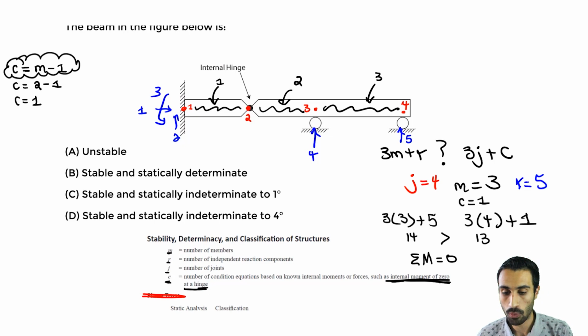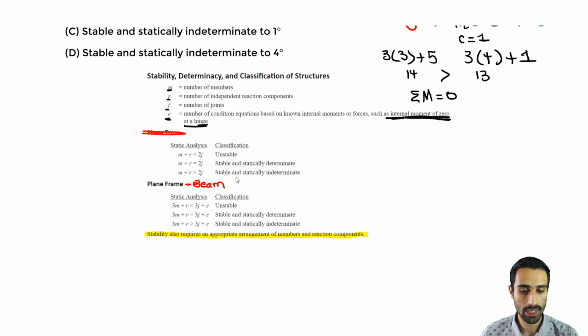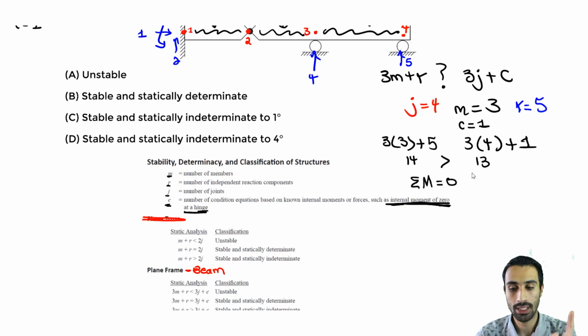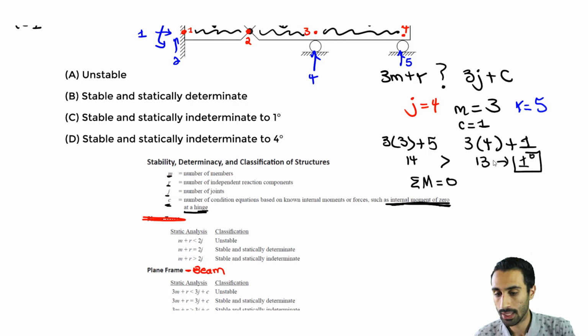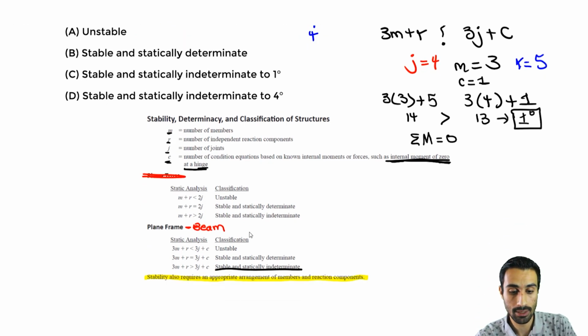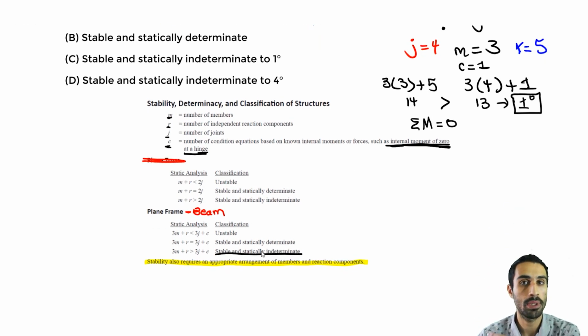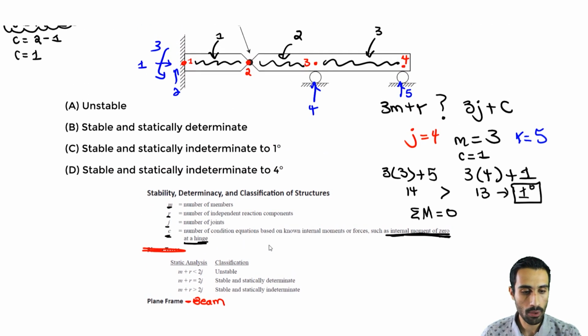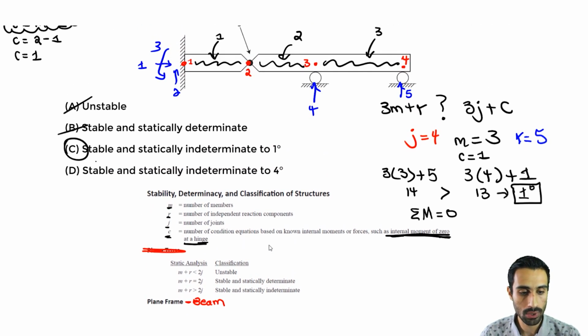And we notice 14 is bigger than 13, right? And that one tells me it's going to be this one. The left side is bigger than the right side. So we have, in this case, 14 minus 13 gives me 1 degree of indeterminacy. So in this case, it's going to be stable and statically indeterminate to 1 degree. So that one should be C. So that one is done.